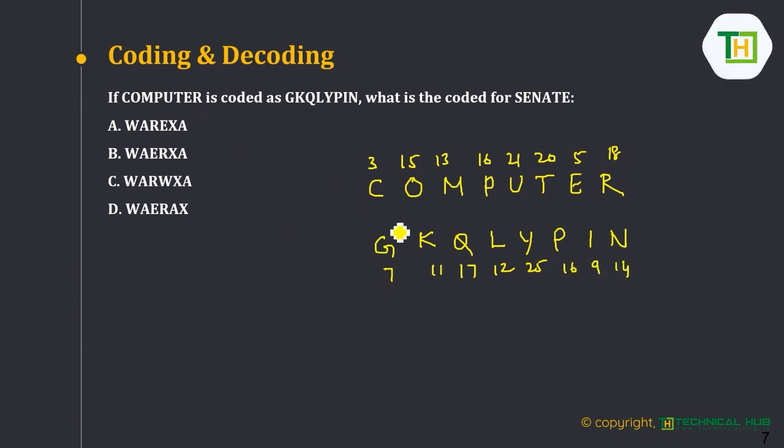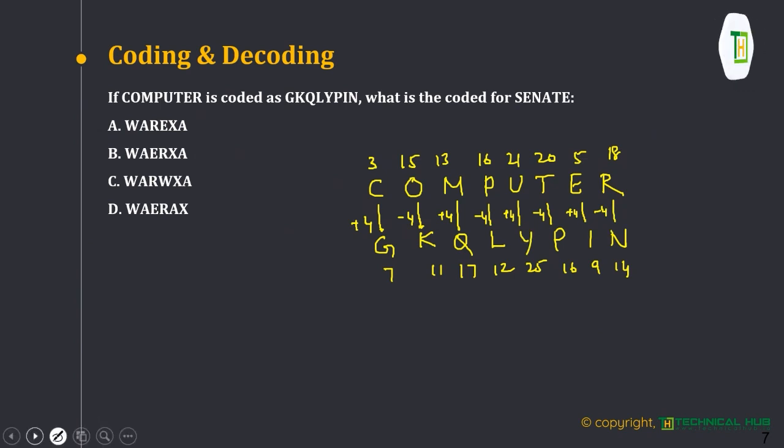So this is 3 and 7. If you observe, the logic is +4. 15 and 11, the logic is -4. 13 and 17, the logic is +4 again. P and L it is -4. U and Y, 21 and 25, it is +4. So 20 minus 4 is 16, 5 plus 4 is 9 and 18 minus 4 is 14. Okay, it's very simple. The logic is +4 and -4.